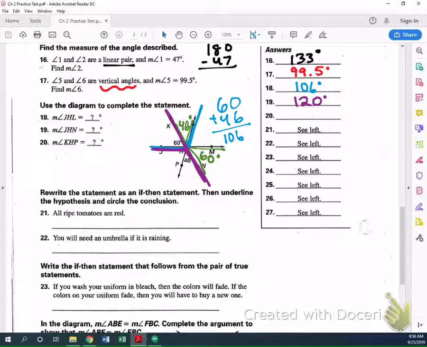All right, and then the last one, KHP. Okay, so KHP is the same idea. We have a whole 180 and we're just taking a little chunk off. So this time I can do 180 minus 46. So 134.